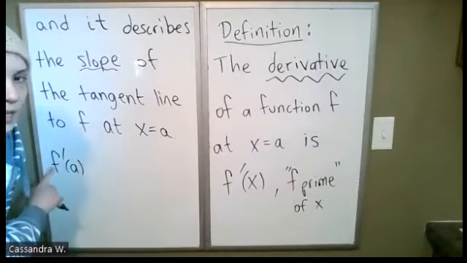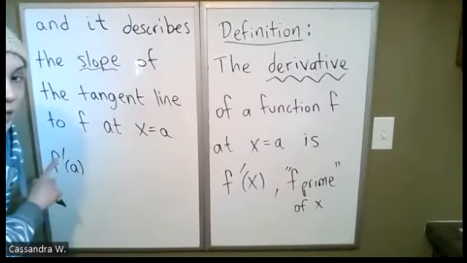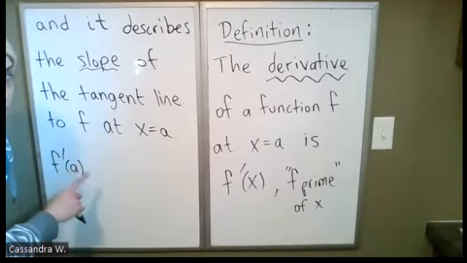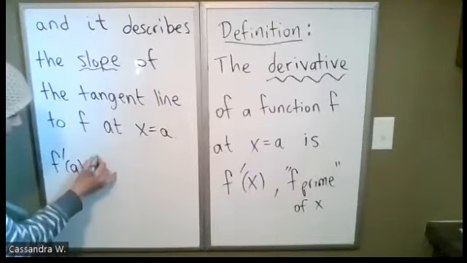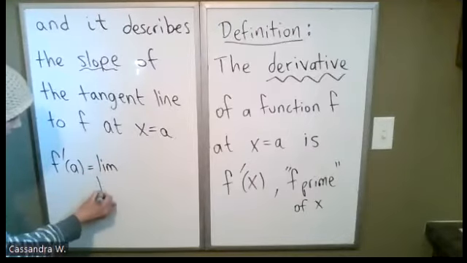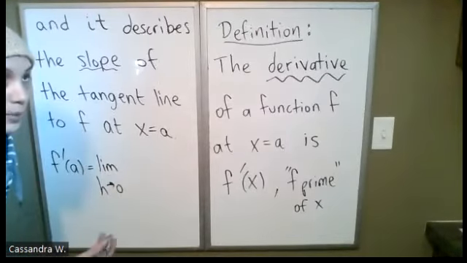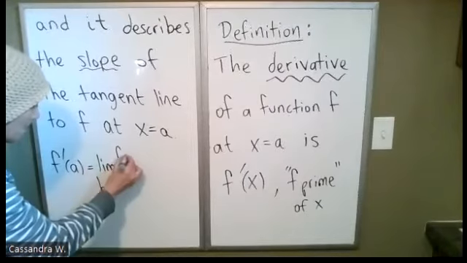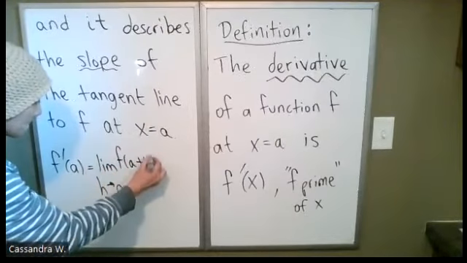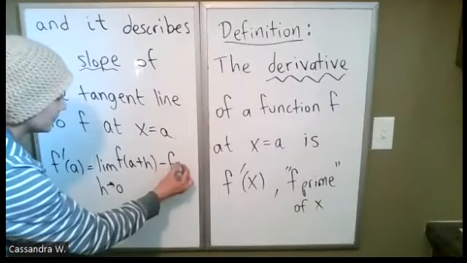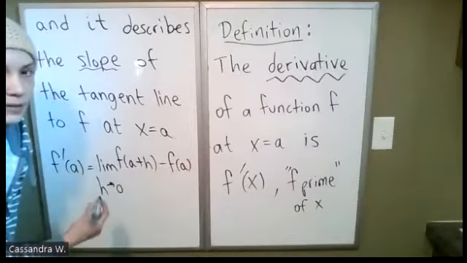So you can read it as f prime of a, or it's the derivative of f when x equals a, and it's the limit as h goes to 0 of f of a plus h, subtract f of a, divide by h.